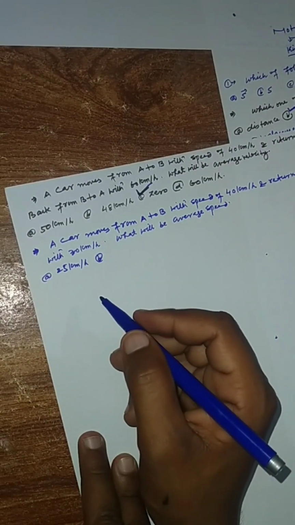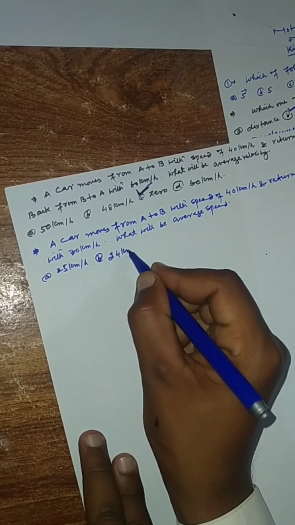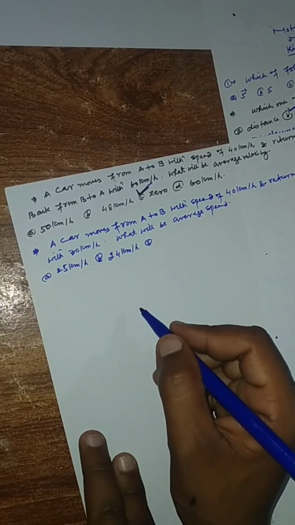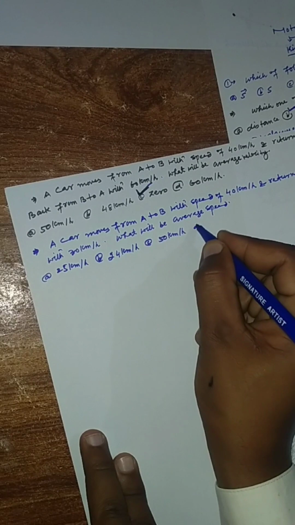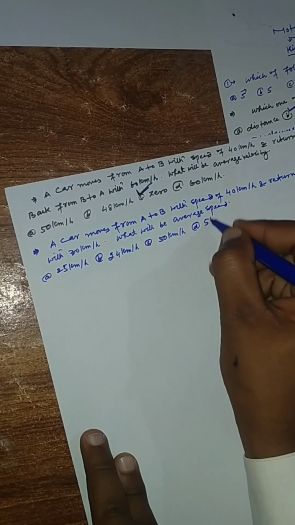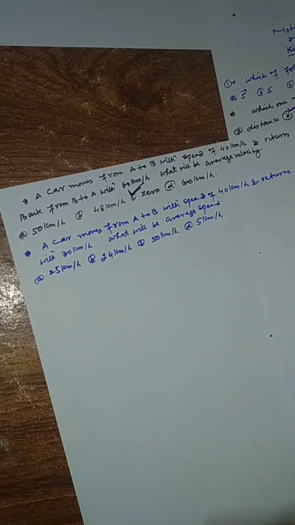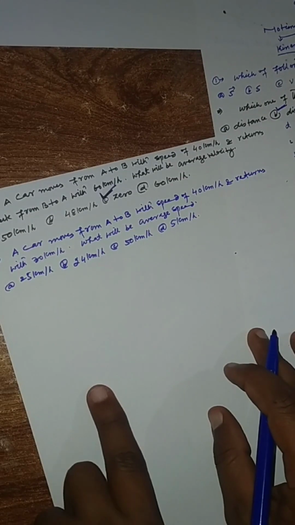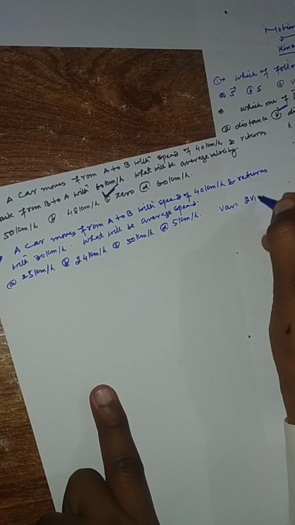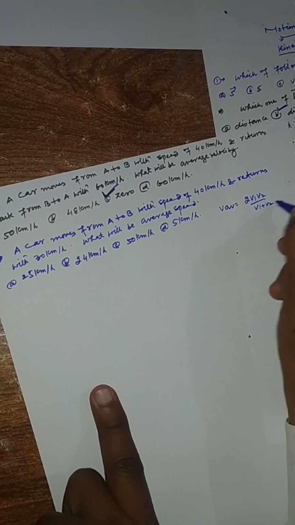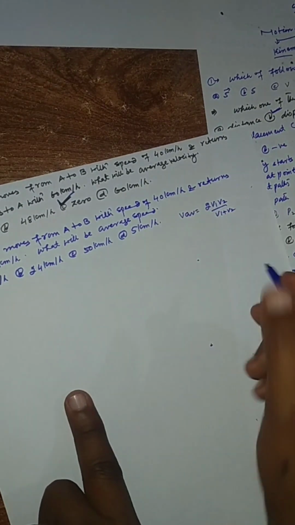Let's say option B is 24 km/h, or we may say 50 km/h, or let's say 5 km/h. What will be the average speed? As we know, a car moves from A to B with a speed and returns from B to A. There is the same distance, so for the same distance we apply the formula: average speed is equal to 2v1v2 over v1 plus v2.